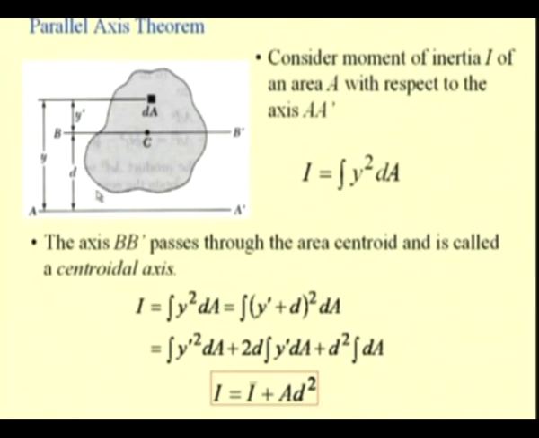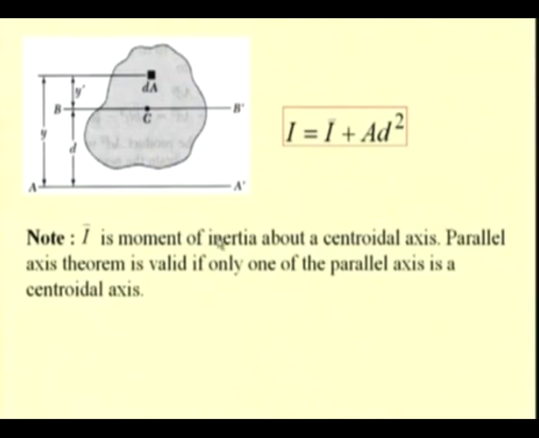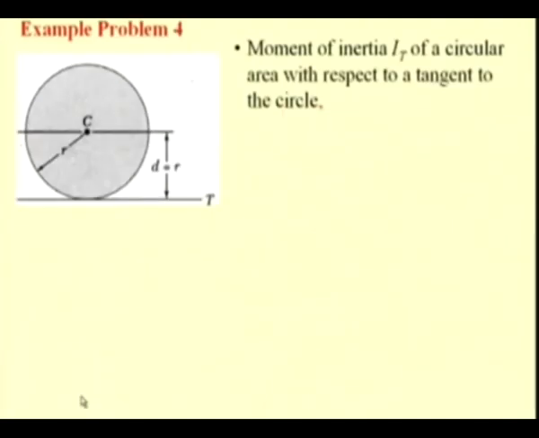You should note that this relation between the two parallel axes is valid only if one of the axes passes through the centroid of a given area. Okay. So, this point you should note that this relation is valid only if one of the axes is a centroidal axis. Let us take one example to illustrate this.